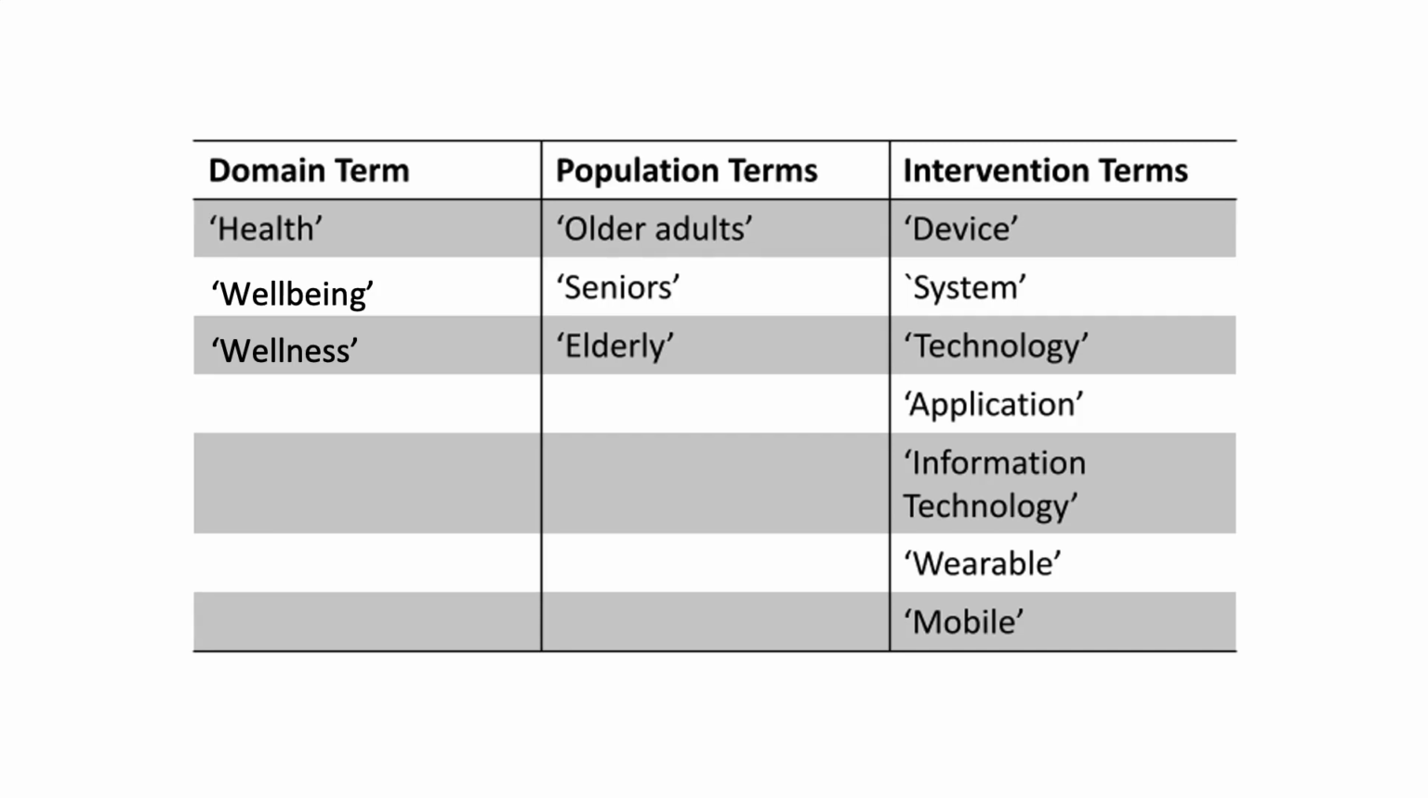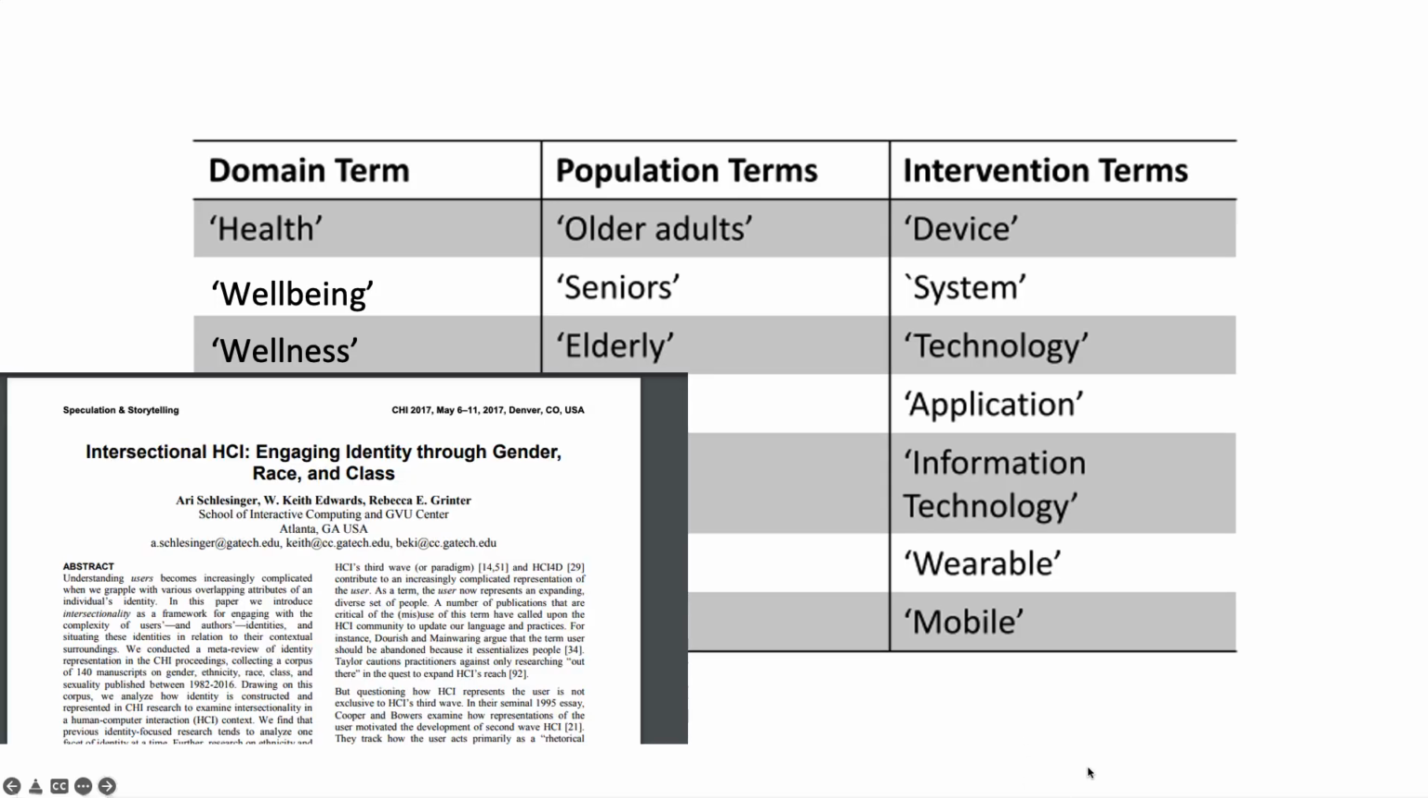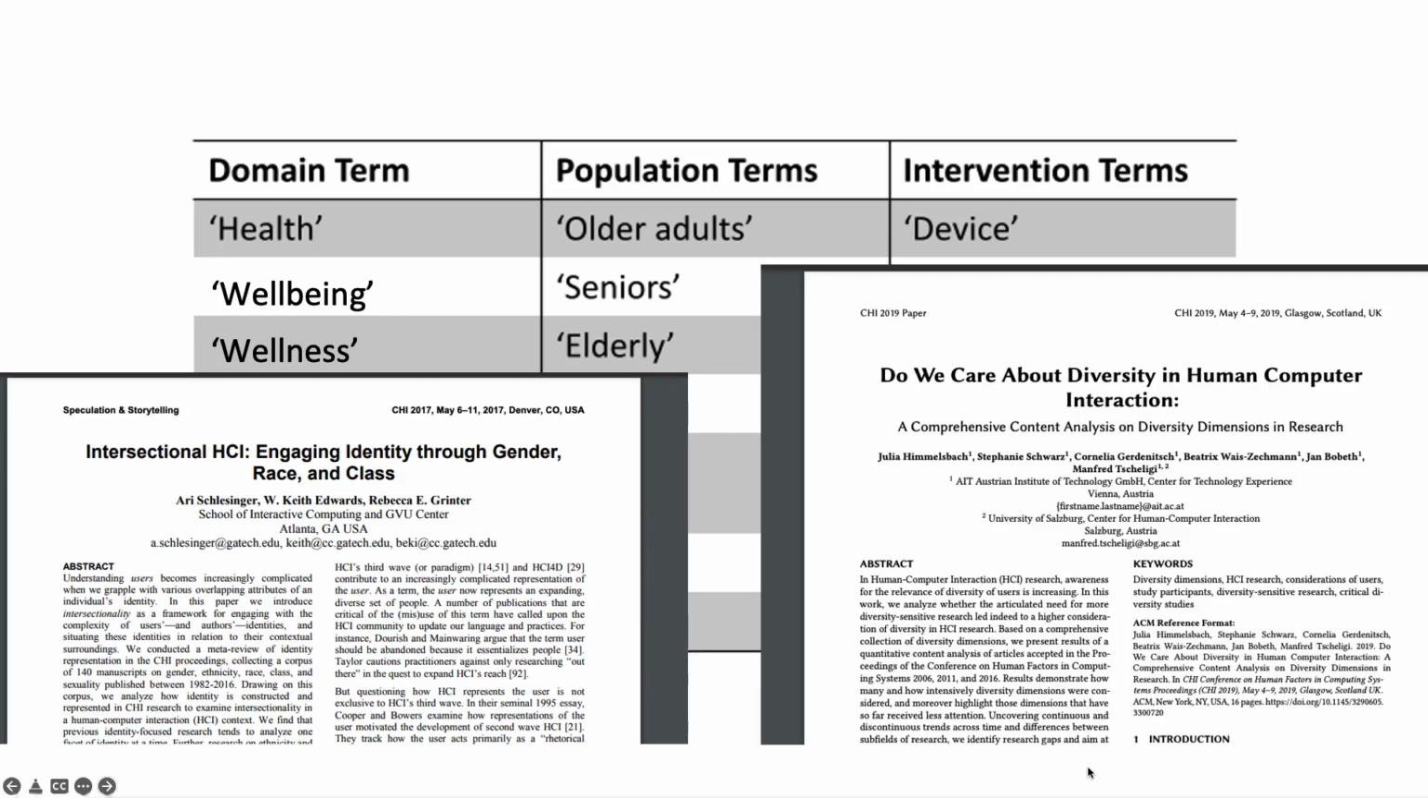Since one of the focuses and main contributions of this systematic review is the trends of studies reporting identity variables across older adult samples, we wanted to focus on a time span around seminal papers that discussed intersectionality, identity dimensions, and diversity of users in HCI, such as the Schlesinger Intersectional HCI paper, published in 2017, and the Himmelsbach et al. Do We Care About Diversity in HCI paper, published in 2019.